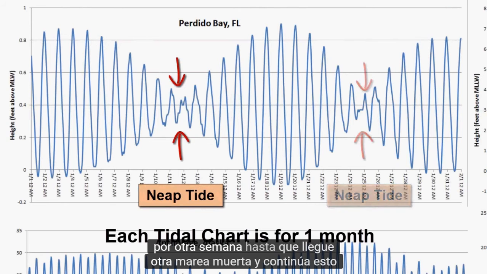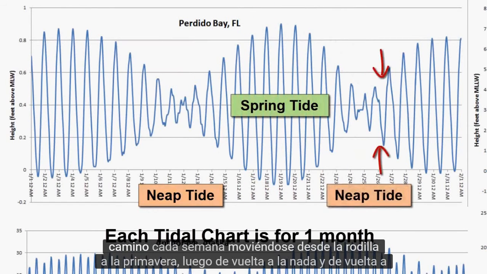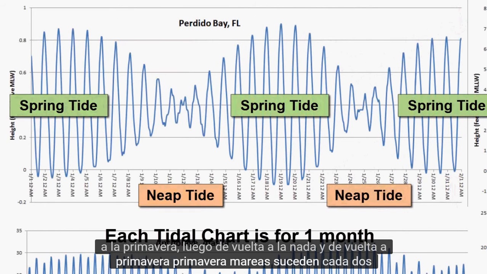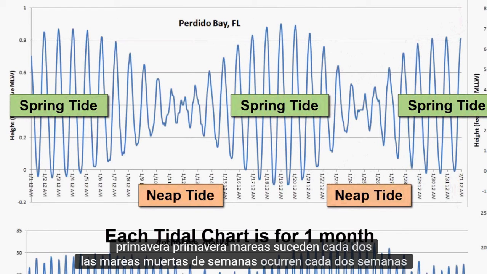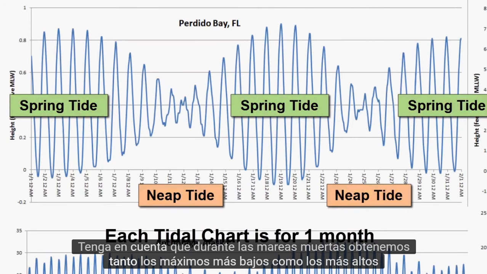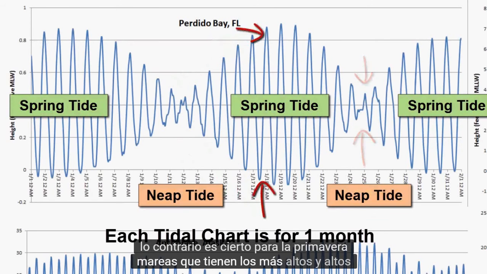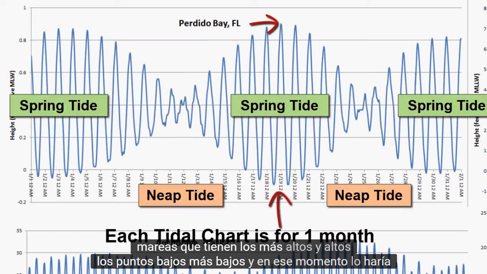And it continues this way every week, moving from neap to spring, then back to neap, and back to spring. Spring tides happen every 2 weeks, neap tides happen every 2 weeks. Notice that during neap tides we get both the lowest highs and the highest lows. The opposite is true for spring tides, which have the highest highs and the lowest lows.